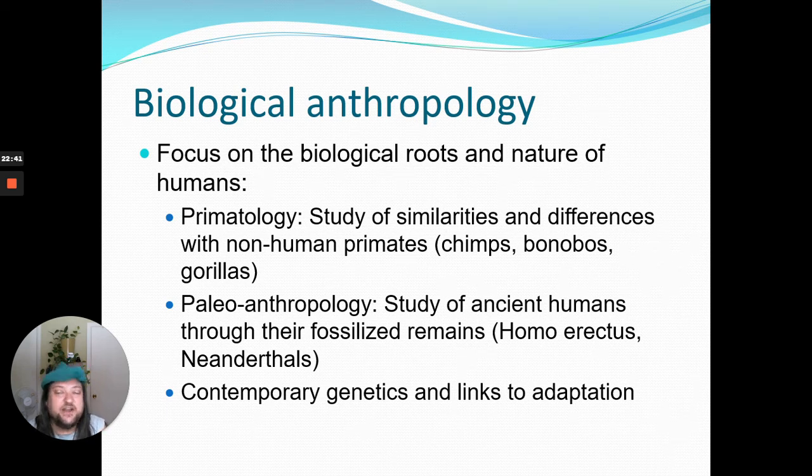And there are other subfields that don't always have names as such, but some biological anthropologists focus on contemporary genetic distribution throughout the human population and how that's adaptive to specific environments, and how it touches on thousands and millions of years of evolution. That can be connected to all kinds of medical things as well, like predisposition to certain illnesses and so on and so forth.